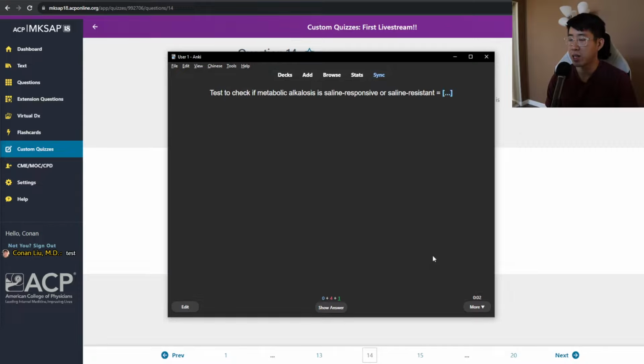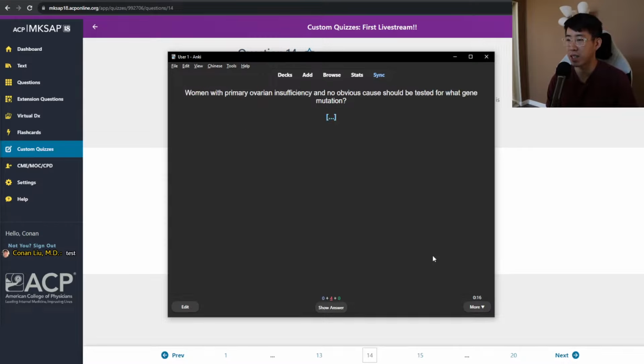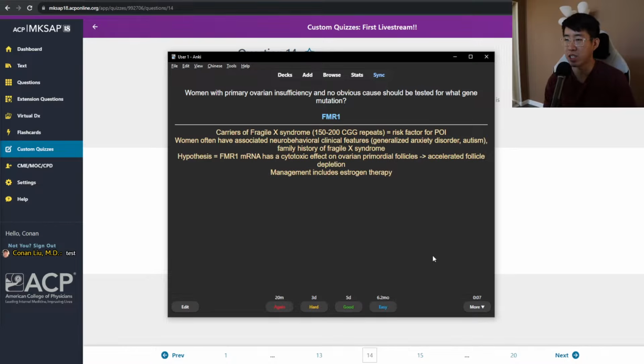Test to check if metabolic alkalosis is saline responsive or saline resistant. That's going to be a urine chloride. So urine chloride less than 20 and urine chloride greater than 20. It is kind of the cutoff. Women with primary ovarian insufficiency and no obvious cause should be tested for the FMR1 mutation.